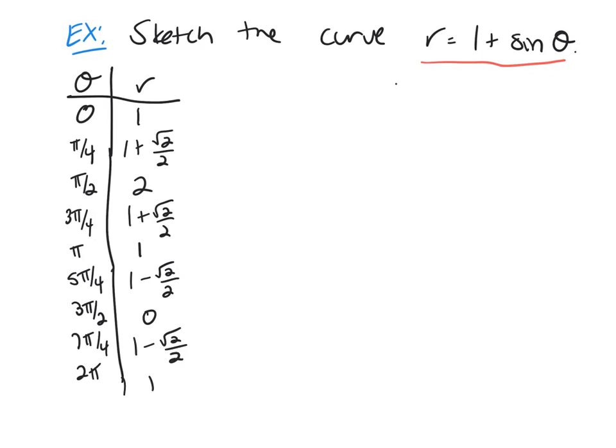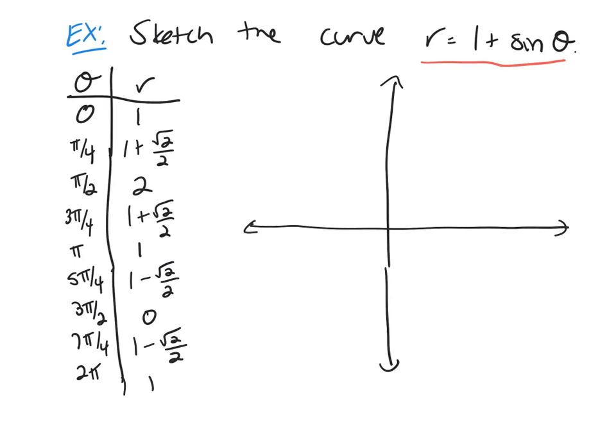So now we're going to go over to our axis, and we're going to sketch this graph. So we start at the point (0, 1), and then at pi over 4, the radius is now bigger than 1, so it should be further from the origin. And then at pi over 2, the distance is 2. It's increased even more. At 3 pi over 4, it's the same distance out as it was at pi over 4. Let me draw it a little bit there. And then at pi, the distance out is 1.